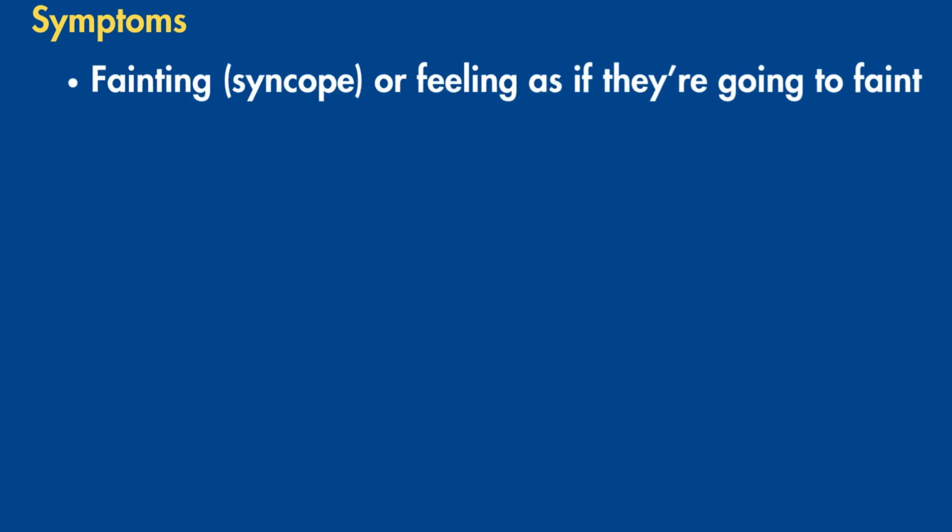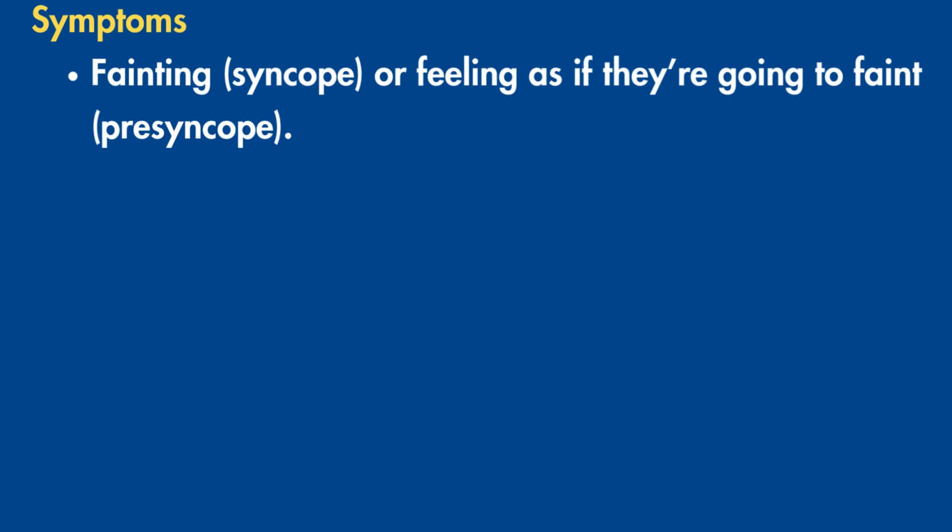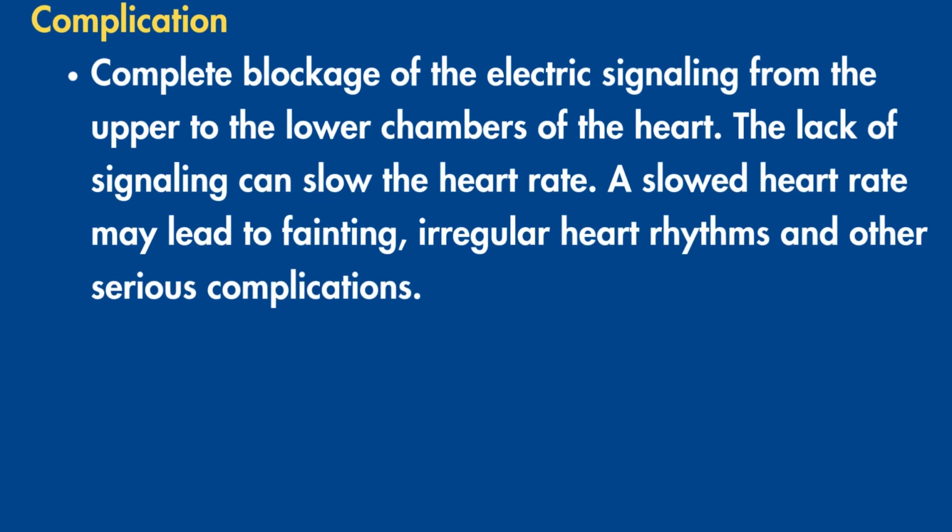In most people, bundle branch block doesn't cause symptoms. Some people with the condition don't know they have bundle branch block. Rarely, symptoms of bundle branch block may include fainting, that is syncope, or feeling as if they are going to faint, that is pre-syncope. If both the right and left bundles are blocked, the main complication is a complete blockage of the electric signaling from the upper to the lower chambers of the heart. The lack of signaling can slow the heart rate. A slowed heart rate may lead to fainting, irregular heart rhythms, and other serious complications.